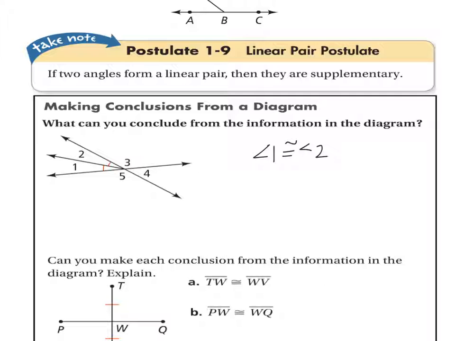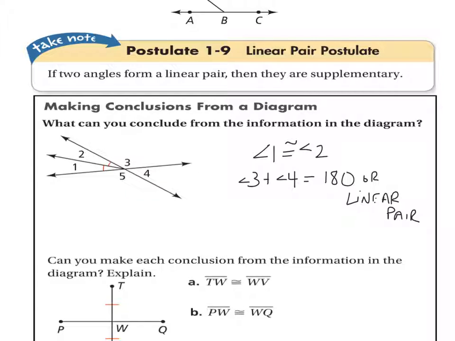Okay? Another thing that I can show on here is that if you look at angle 3 and angle 4, they form a straight line. So I can assume that angle 3 plus angle 4 is equal to 180 degrees, or they are a linear pair. Okay, they are a linear pair. I could also do the same thing with angles 4 and 5. I can assume that those are a linear pair.